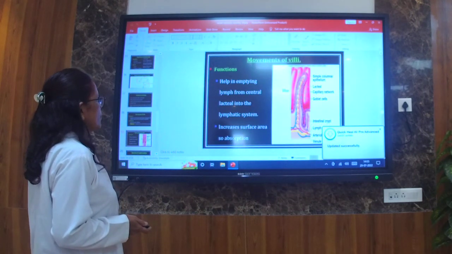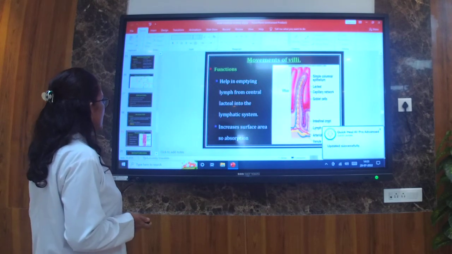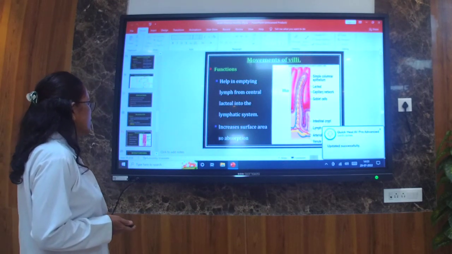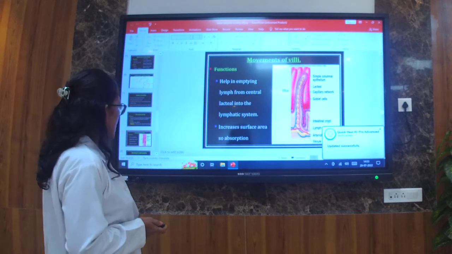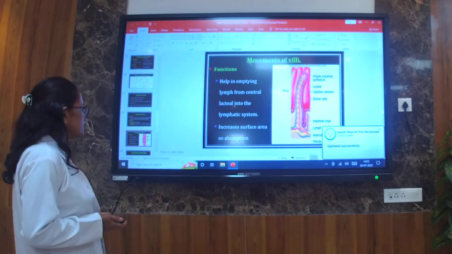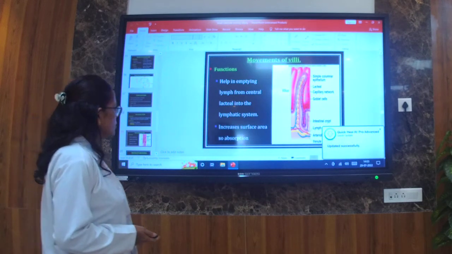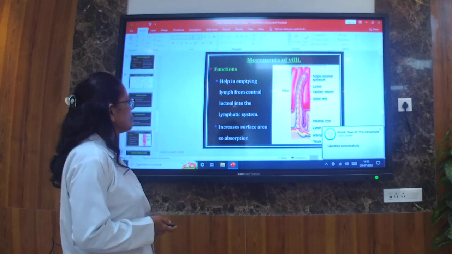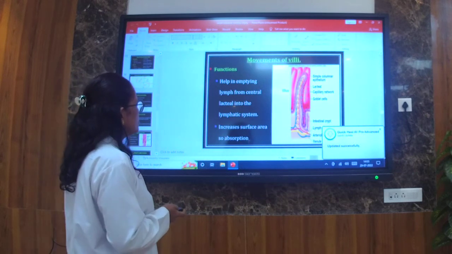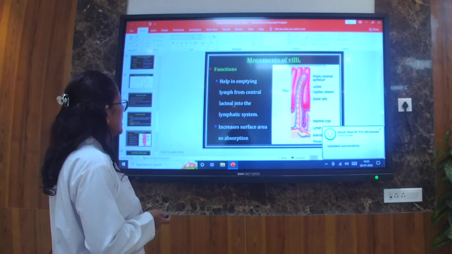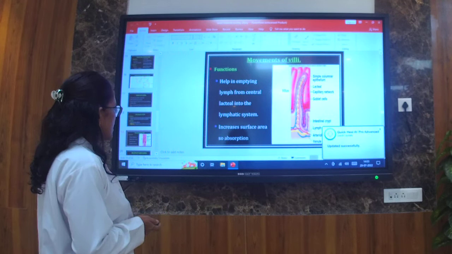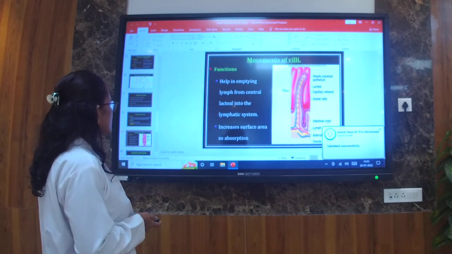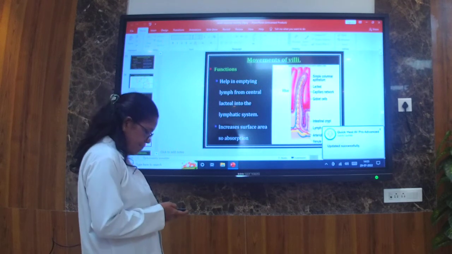Then functions of the movement of the villi: it helps in emptying of lymph from the central lacteal into the lymphatic system, and second, it increases the surface area, so it increases the absorption of food. See here, a single villus is there, and it increases the surface area of absorption and also empties the lymph from the central lacteal into the lymphatic system.